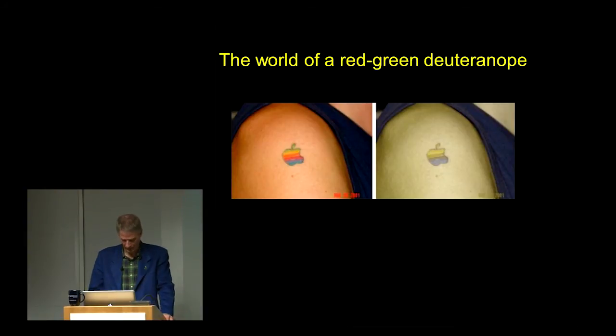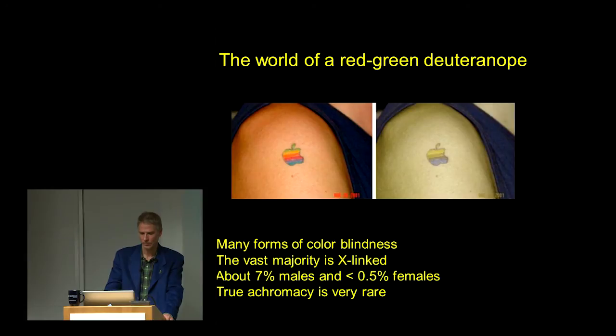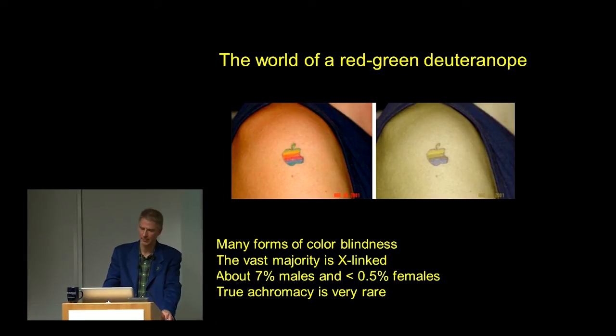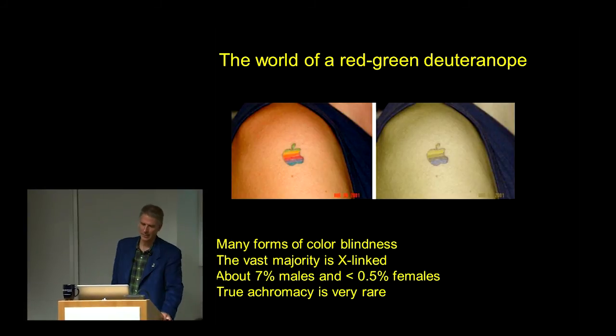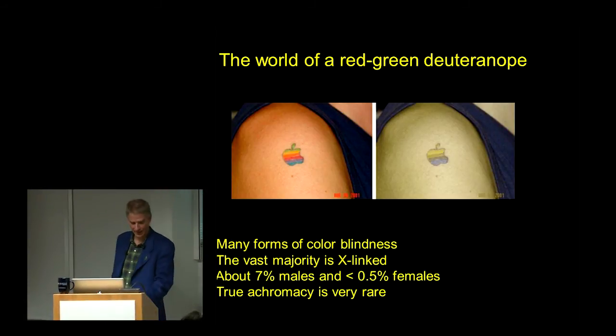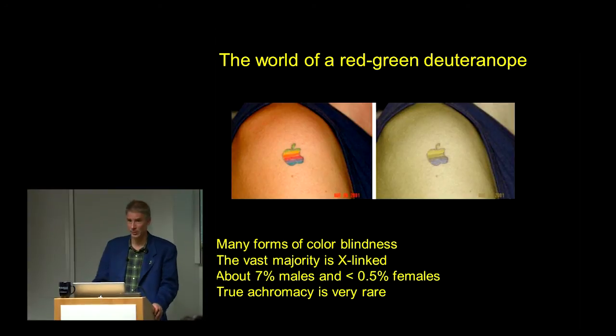Statistically, it's roughly the same, but we each have slightly different perception. And if you remember that patch I showed you of Williams, every one of us sees literally the world slightly differently, because we have a different spacing and different distribution, different densities of L, M, and S cones. The vast majority is X-linked, so it's roughly 7% in males and under 0.5% in females. So then there's this very fascinating subject of achromacy.